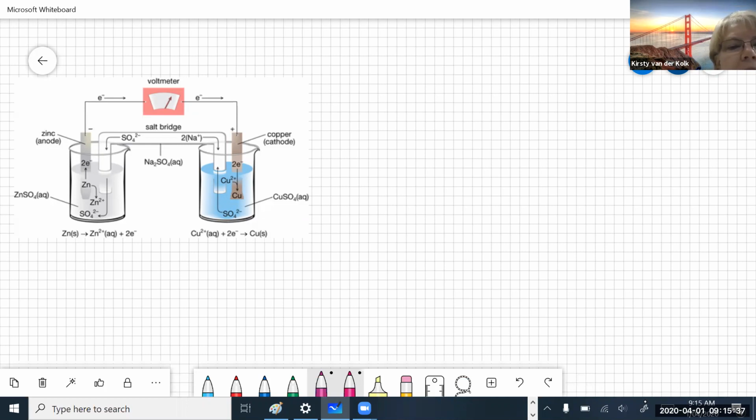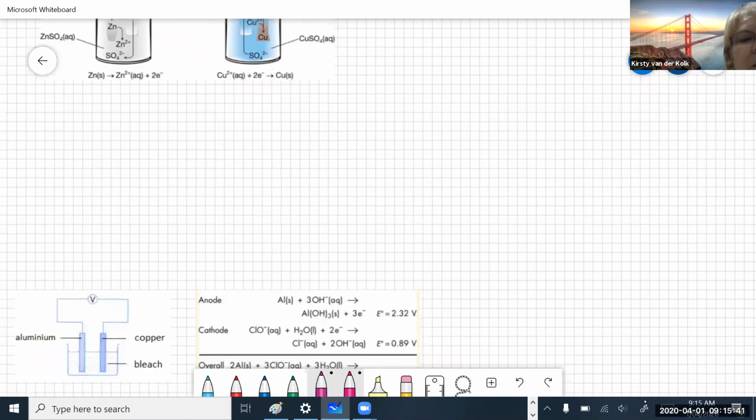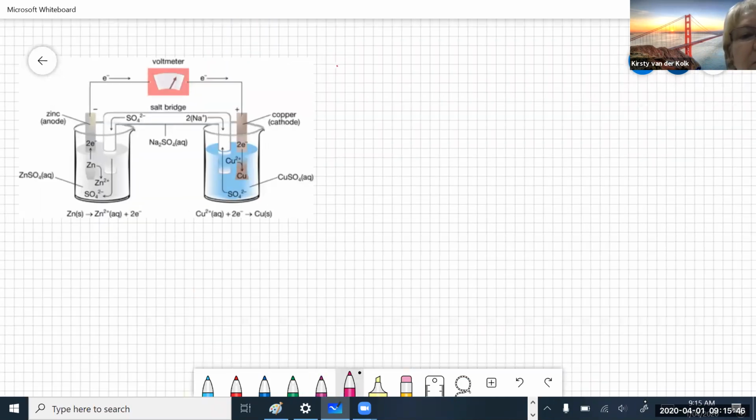So in this first example, we have the reaction occurring between zinc and copper ions. We know the familiar setup: we have our two beakers, our zinc and our zinc ions, and our copper in our copper ions. When we connect them externally with a wire and internally with a salt bridge, we're going to end up with a current flowing through the wire.